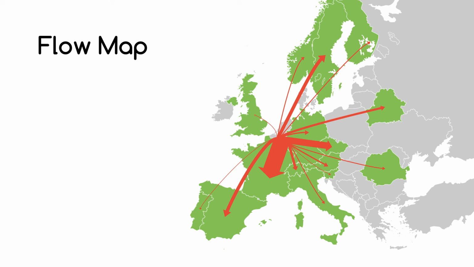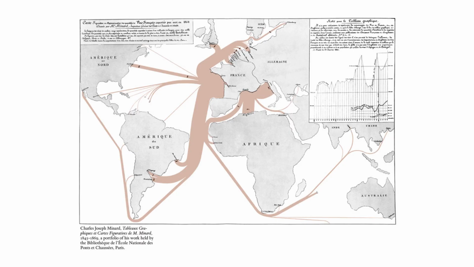Next data map is a flow map. Flow maps geographically show the movement of information or objects from one location to another and their amount. Typically, flow maps are used to show the migration data of people, animals, and products. And here is an example, Minard's map of French wine exports in 1864, and it shows you where France is exporting its wine across the world in that time period.